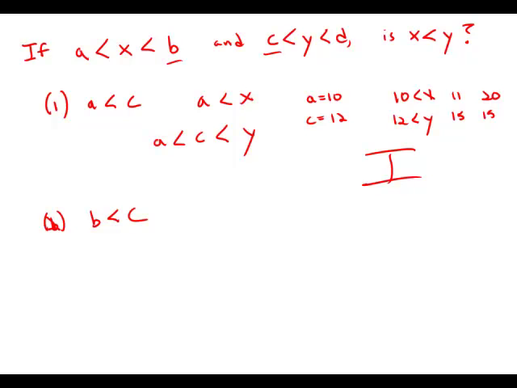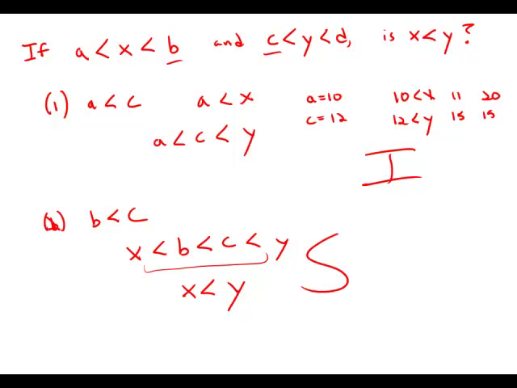And we know that X is less than B, which is less than C, which is less than Y. And so by transitivity of inequalities, we can put those directly together and say that X is less than Y. And so it turns out that this information is sufficient to answer the question.